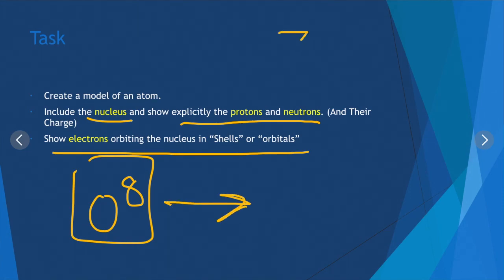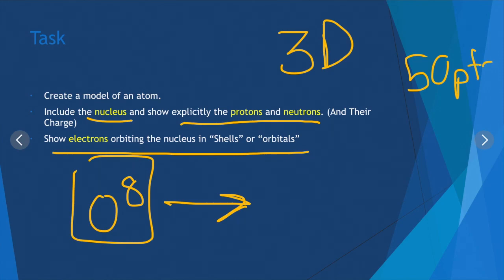It has to be 3-dimensional, okay? And it is worth 50 points. So go ahead and check out the rubric on Google Classroom, and then you can get started working on your first project for the year.